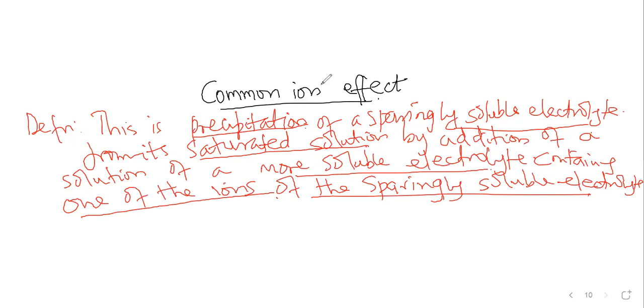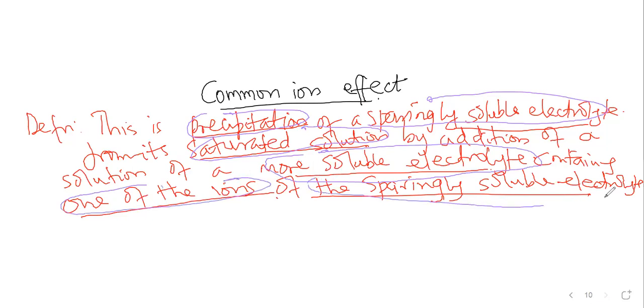Precipitation of a sparingly soluble electrolyte from its saturated solution by addition of a solution which is more soluble and containing one of the ions of that sparingly soluble electrolyte. Can we look at an example? Muhammad, give me any sparingly soluble electrolyte you know. Calcium sulfate. Perfect. Calcium sulfate is sparingly soluble.